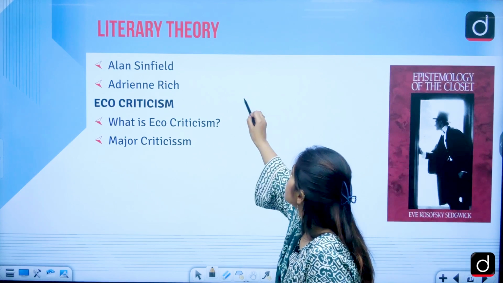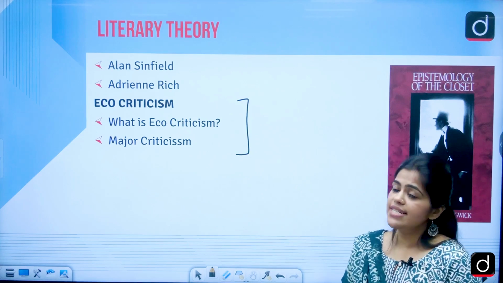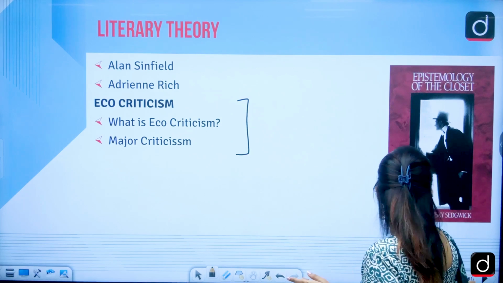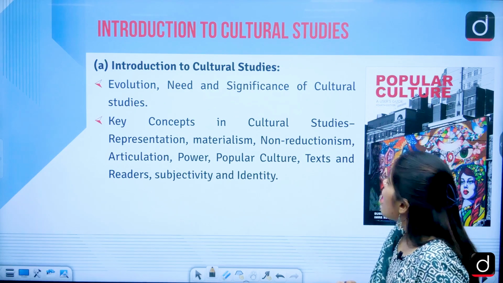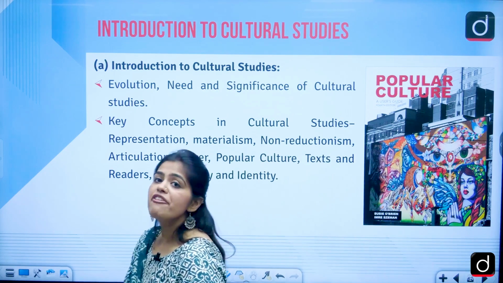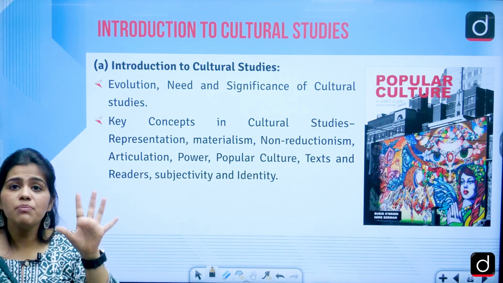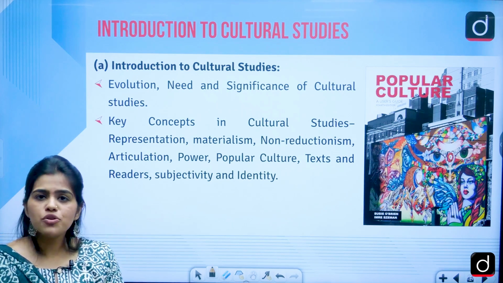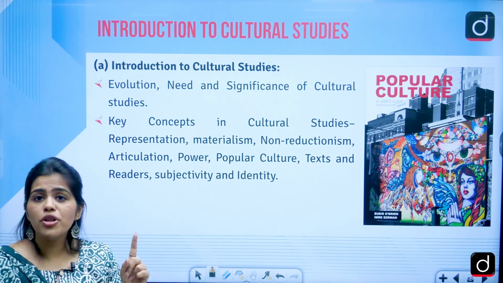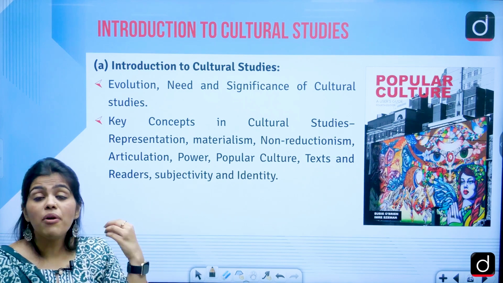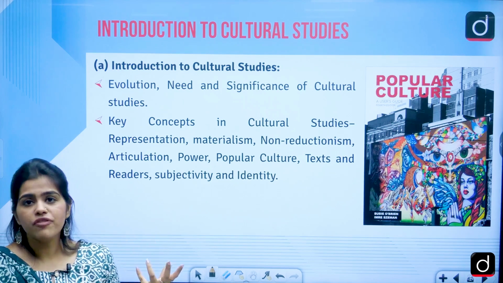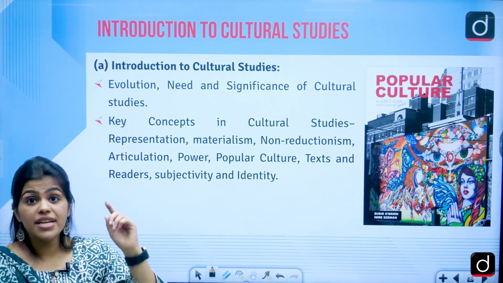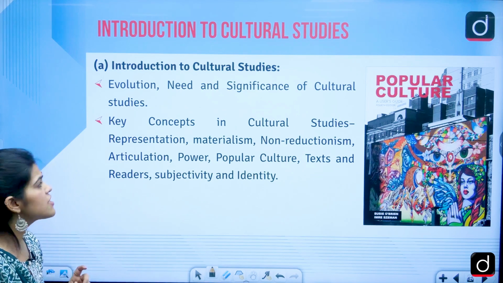Last but not the least, we'll be dealing with eco-criticism. In eco-criticism, major criticism and major writers would be dealt. Last but not the least, we have the most important unit, I must say, cultural studies. They will ask statement-wise questions from it. You should know what is popular culture, from where we have the origin of cultural studies, how cultural studies can be associated with different literary theories. All of these things should be clear.